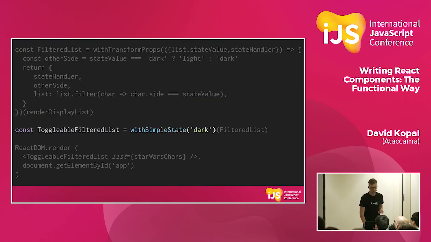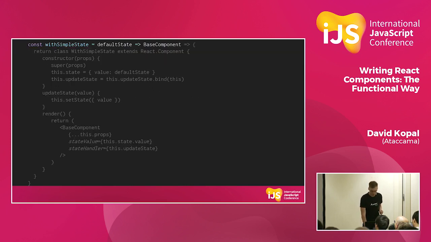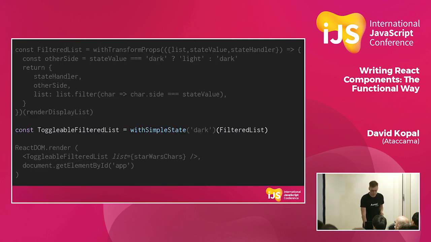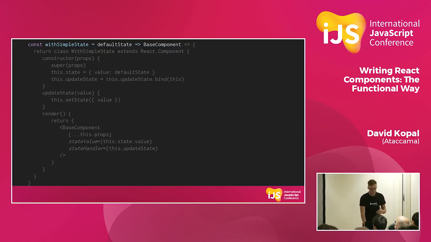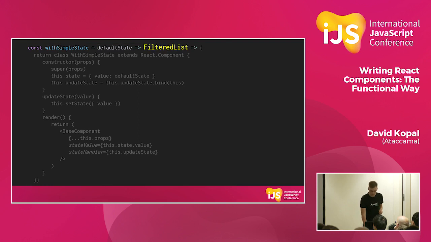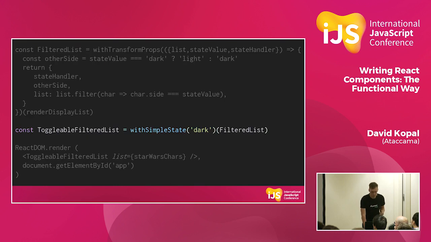Now let's take a look at toggleable filtered list. Here we have with simple state, and we pass the configuration string. We get back a specialized higher order component with the string in the closure, and it's now waiting for the base component. So we pass the filtered list as a base component. Again, we are now waiting for the props. And now it is good to remember that our base component is not render display list, but filtered list, our enhanced component. So we store this component, waiting for the props again, as toggleable filtered list.